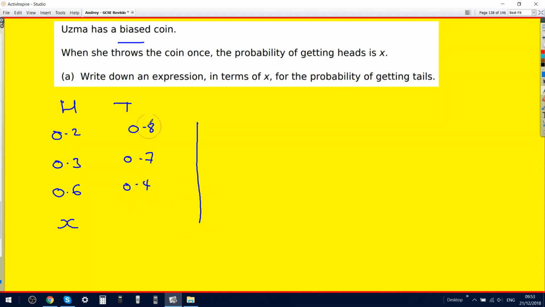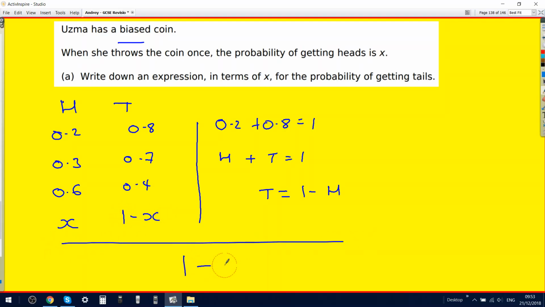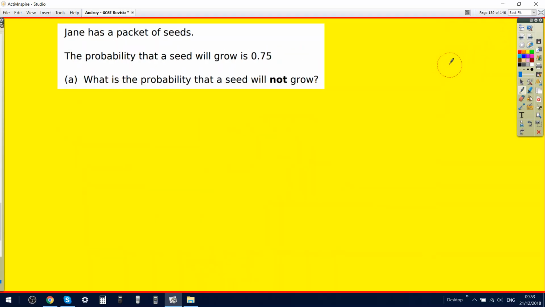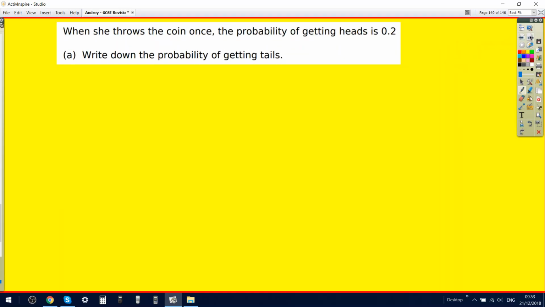Yeah, and so let's say 0.2 plus 0.8 is 1. So heads plus tails equals 1. So what is tails? 1 minus h. And in this case, what will it be? 1 minus x. Yeah. So if heads is x, then tails is 1 minus x. That's the way you're going about it. That's all right. It's okay.